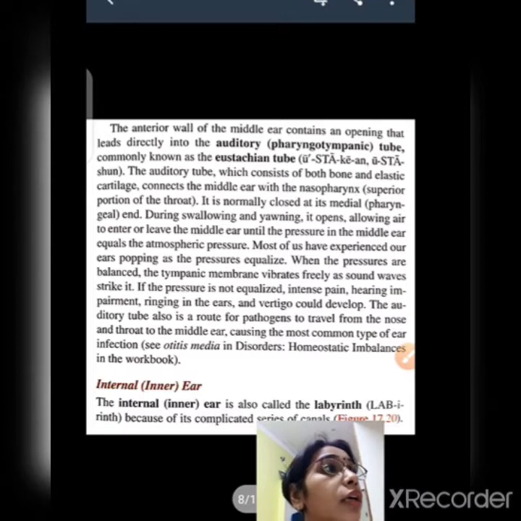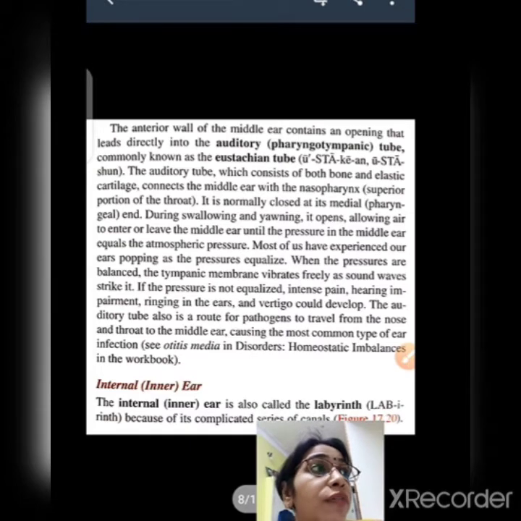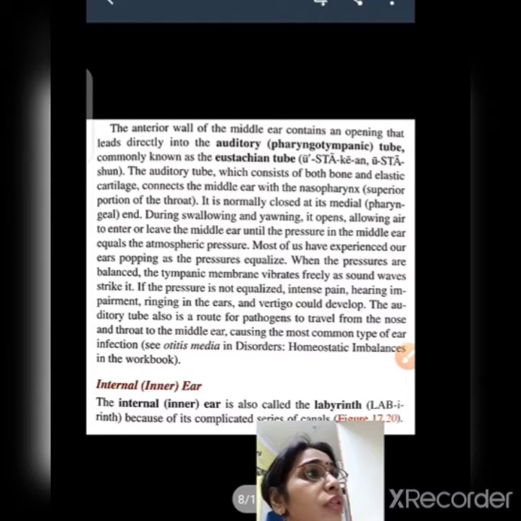When the pressures are balanced, the tympanic membrane vibrates freely as sound waves strike it. If the pressure is not equalized, there is intense pain. This equalization of pressure is very important, because if it is not equalized, it may lead to vertigo, intense pain, hearing impairment, ringing in the ears, etc. The auditory tube is also a route for pathogens to travel from the nose and throat to the middle ear.